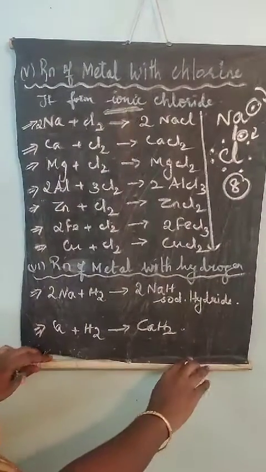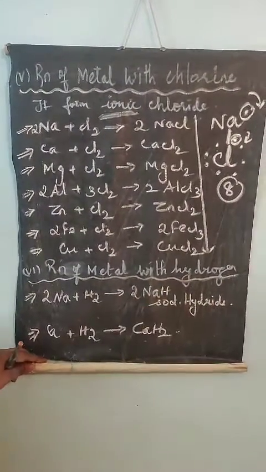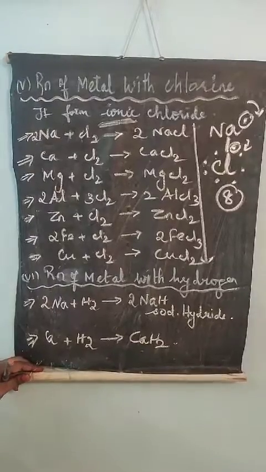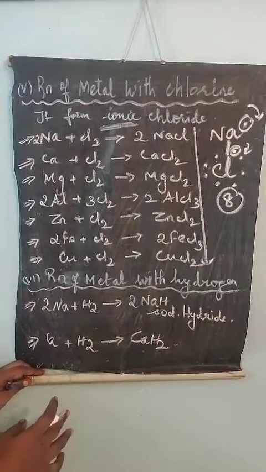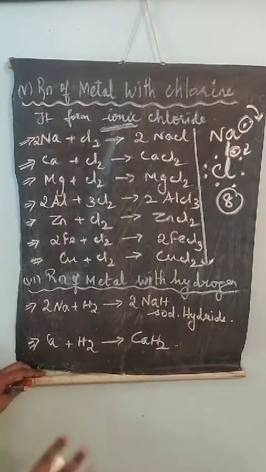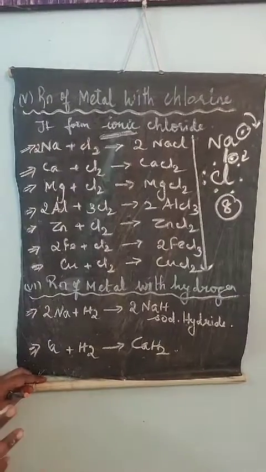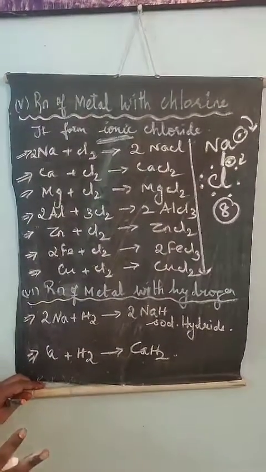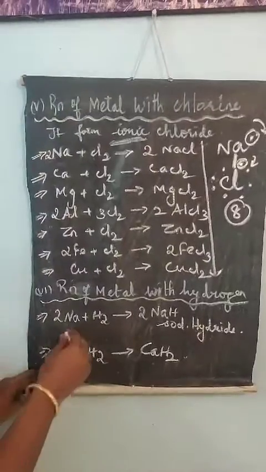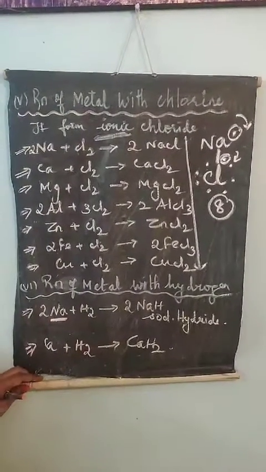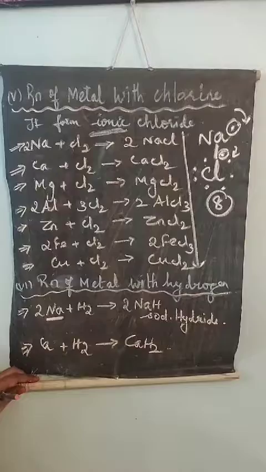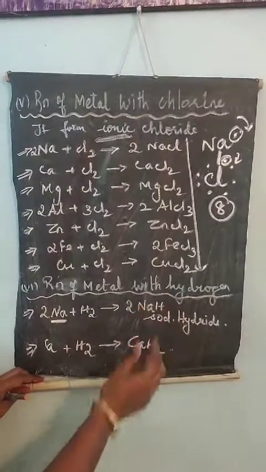Then the next one is reaction of metal with hydrogen. So how does the metal react with hydrogen? So here you can see this. All the metals will not react with hydrogen. There are only some metals which will react with hydrogen. So for example, here I have taken sodium. Sodium will react with hydrogen to form sodium hydride.